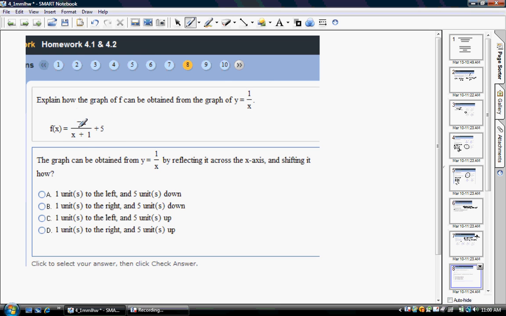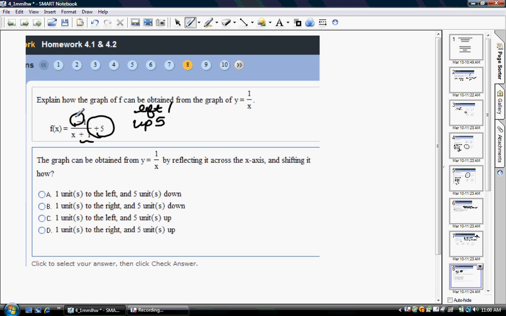Explain how the graph of f can be obtained from the graph of y is equal to 1 over x. So our graph is negative 1 over x plus 1 plus 5. So we've got three changes going on. Got to think about that negative, the plus 1 in the denominator, and then the plus 5. So we know the plus 5 is going to make it go up 5. The plus 1 in the denominator is going to do left 1.